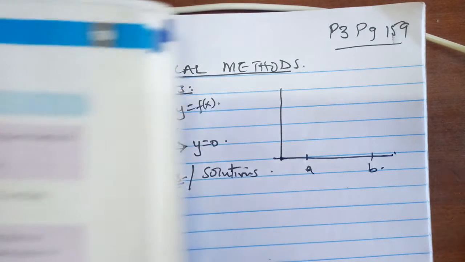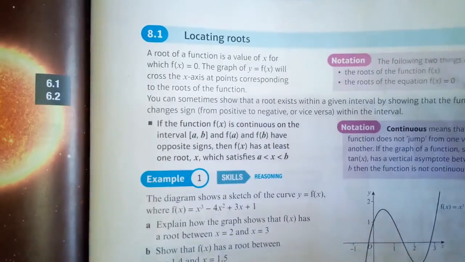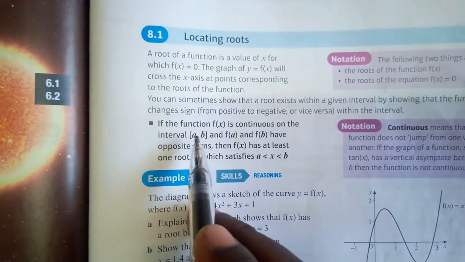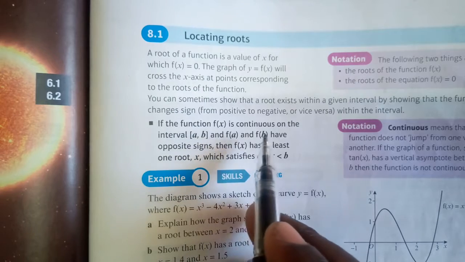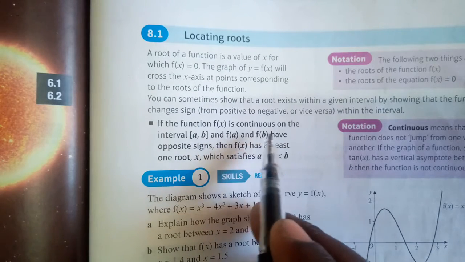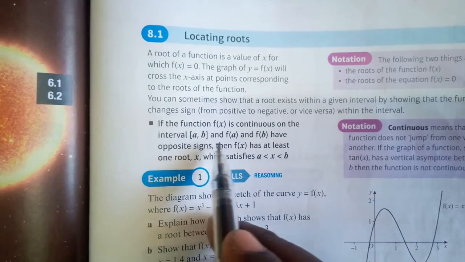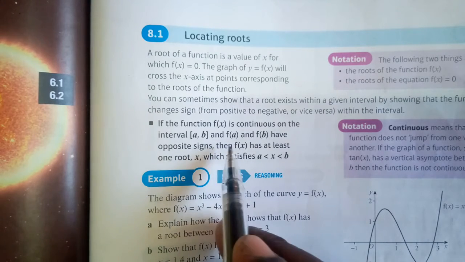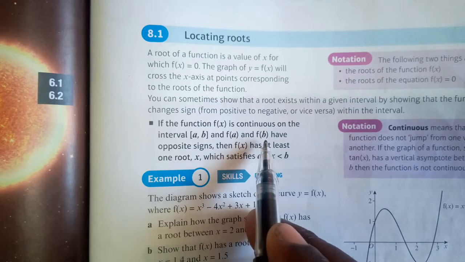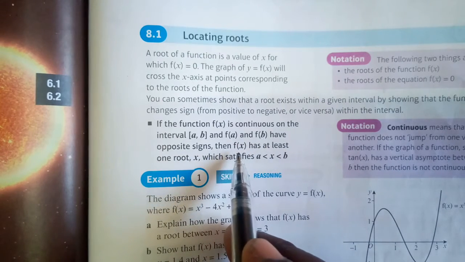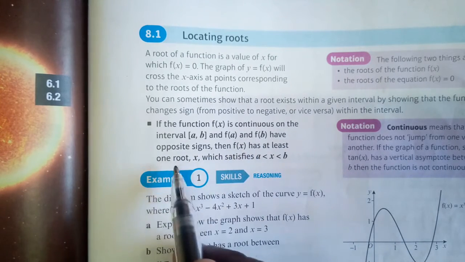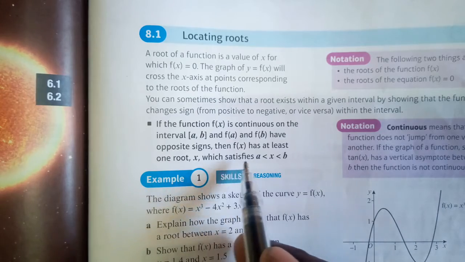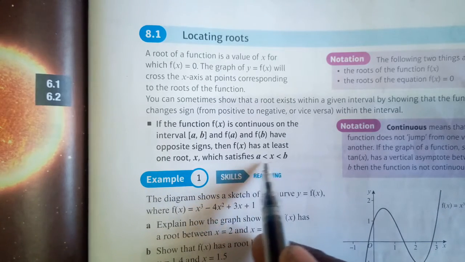We are told that if the function f(x) is continuous on the interval a to b, and f(a) and f(b) have opposite signs, then f(x) has at least one root x, which satisfies this particular statement. And I'm going to explain.